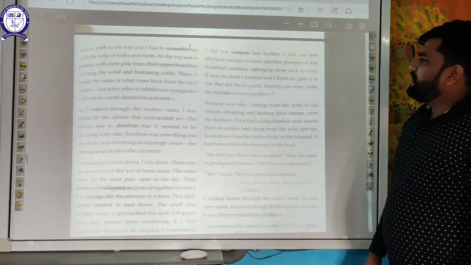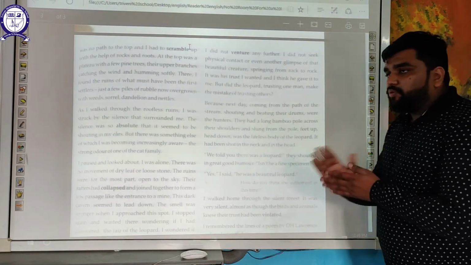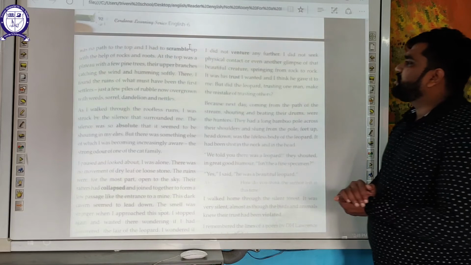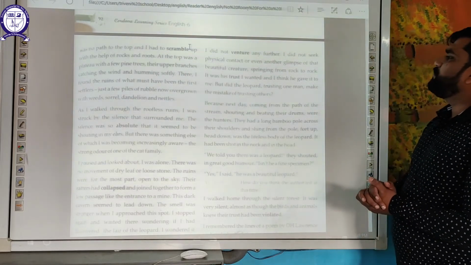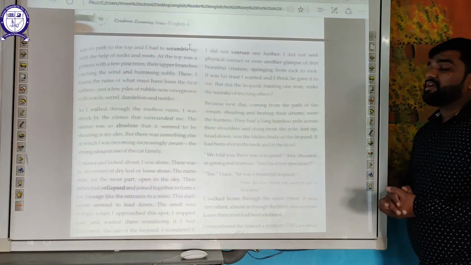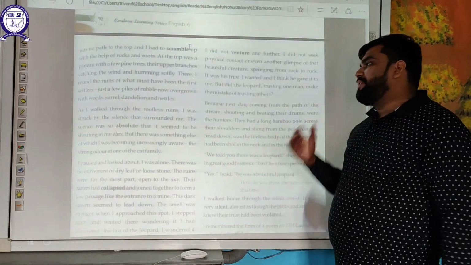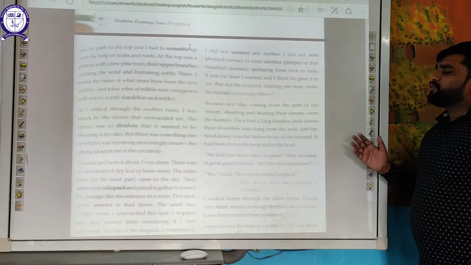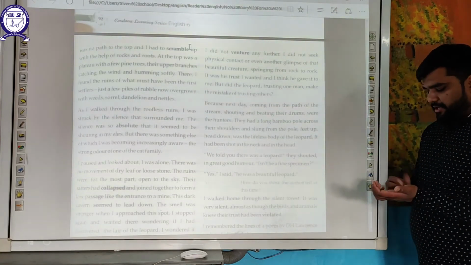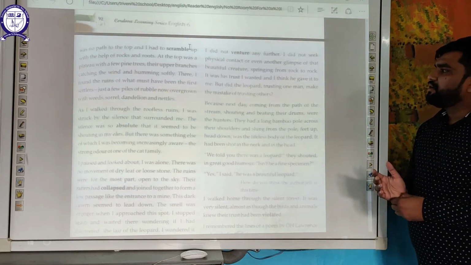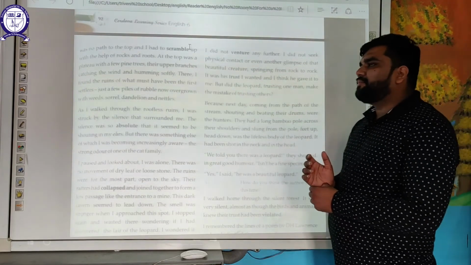I did not venture any further, that is, the writer did not move any further. I did not seek physical contact or even another glimpse of that beautiful creature springing from rock to rock. He did not mean to disturb the leopard, so he came back. It was the trust of the leopard he wanted, and he earned it. The leopard gave him the trust.